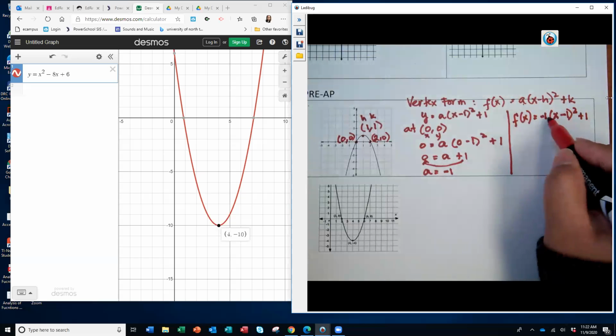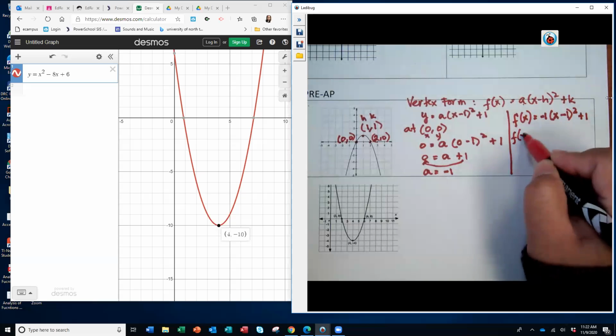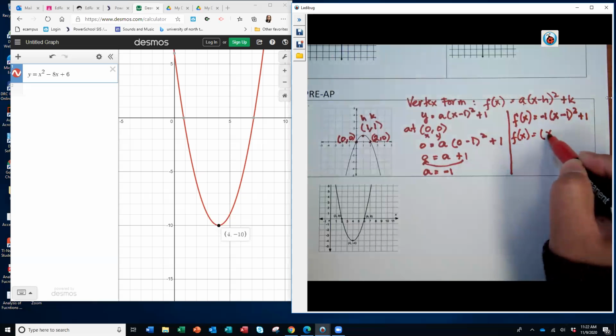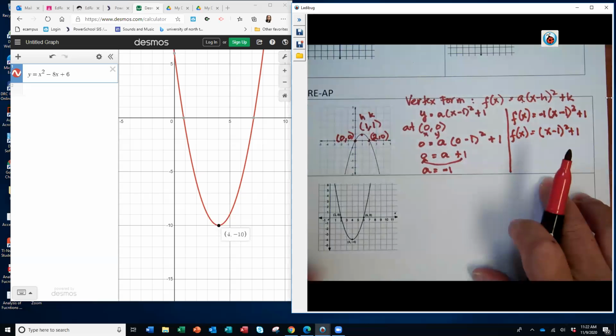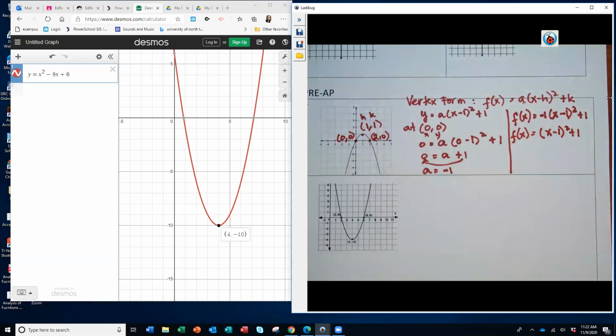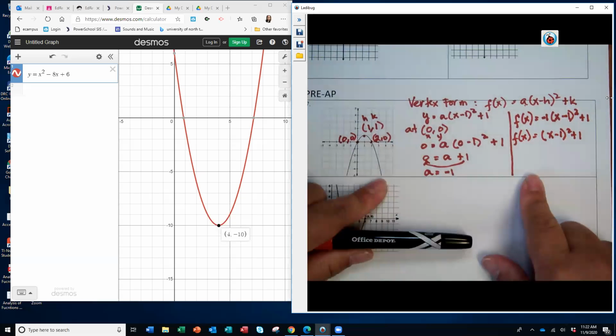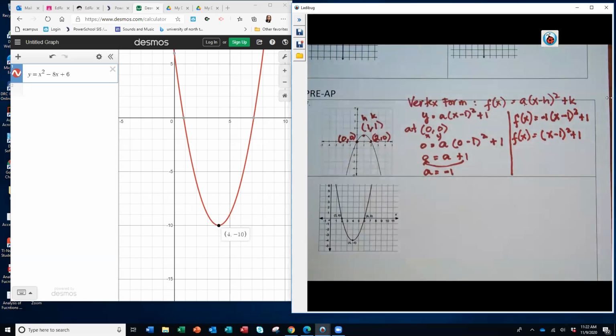And I don't have to write the 1, so I will just make it really simple. Negative (x minus 1) squared plus 1. So this is the TSI way. Like, how will you solve it without a calculator? You do it this way. There's another way. You could also do completing the square, or there are so many strategies.